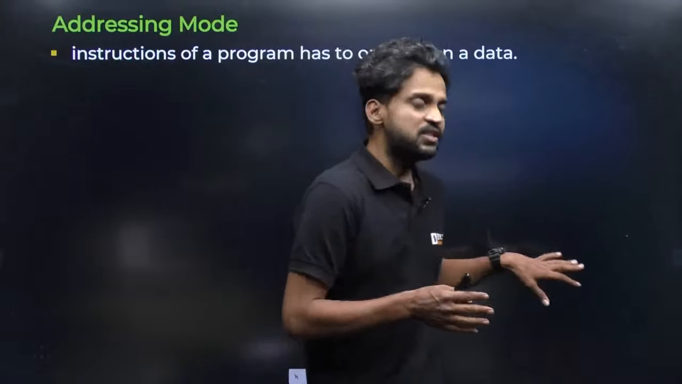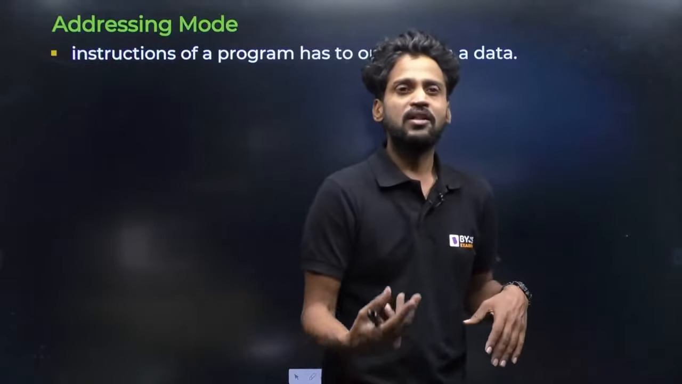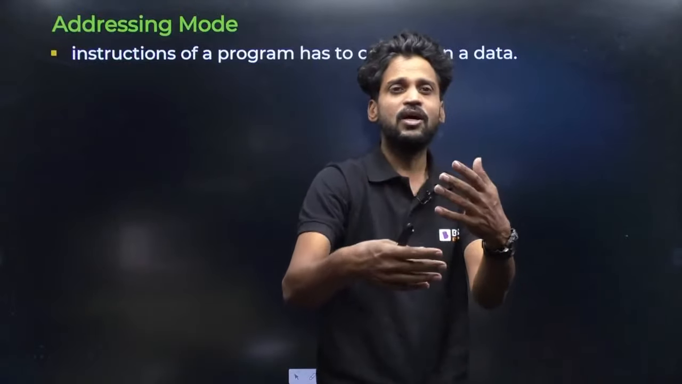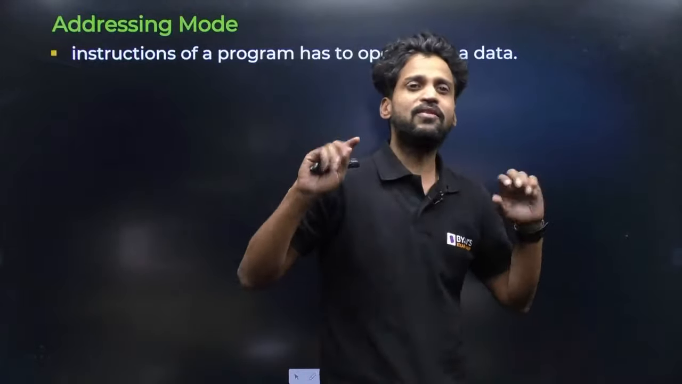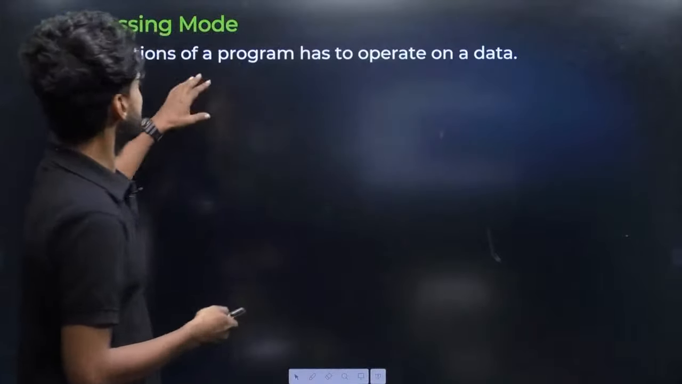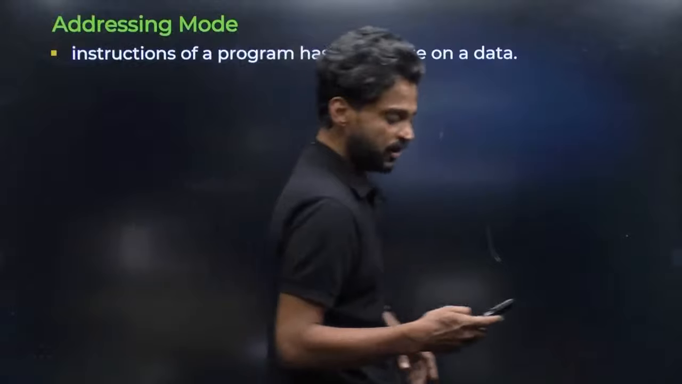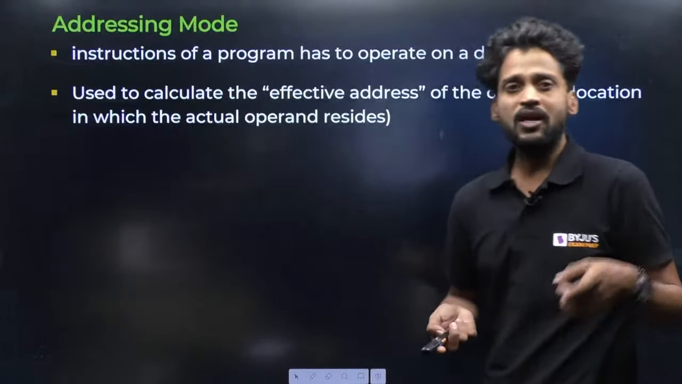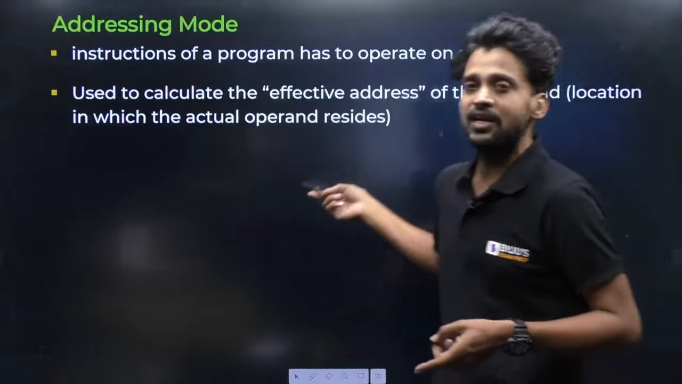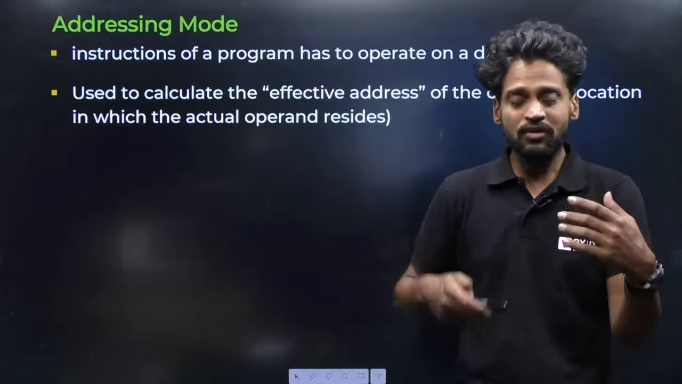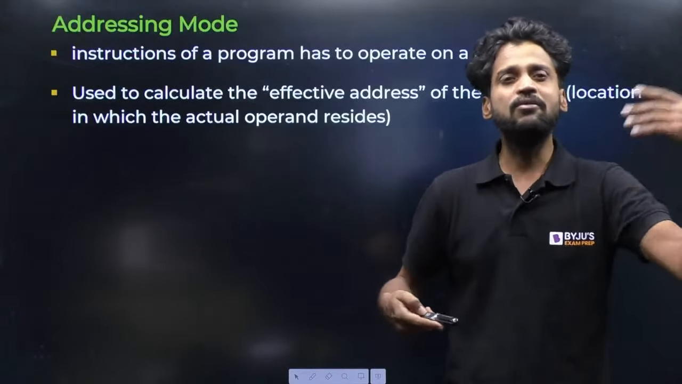By using these addressing modes, we will be able to find out the specific location of the operand, where exactly this instruction is going to fetch it. Now, let us talk about this. Of course, an instruction of a program has to operate on data. An addressing mode is used to calculate the effective address of an operand. By using an addressing mode, we will be able to compute the effective address of an operand.